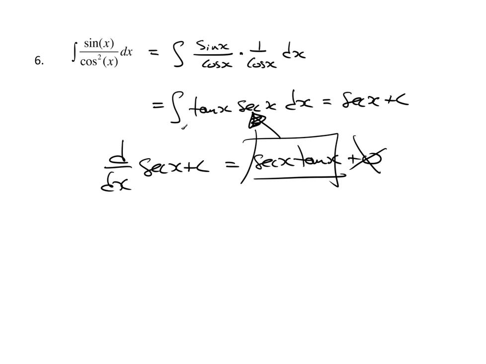If you're dealing with a polynomial, add 1 to the exponent, divide by the new exponent. If we're dealing with a trig function, then right now we need to think in terms of what trig function, if I would have taken the derivative of it, would give me what I have in the integrand.